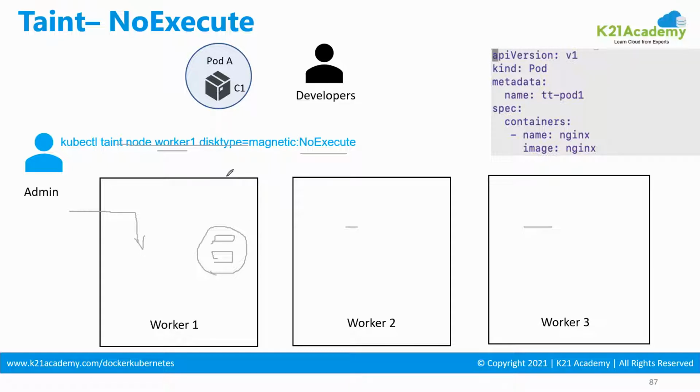Why have we used kind equal to Pod? In the code, I can see kind equal to Pod, not Deployment. Yeah, you can use a Deployment also. There is no problem.